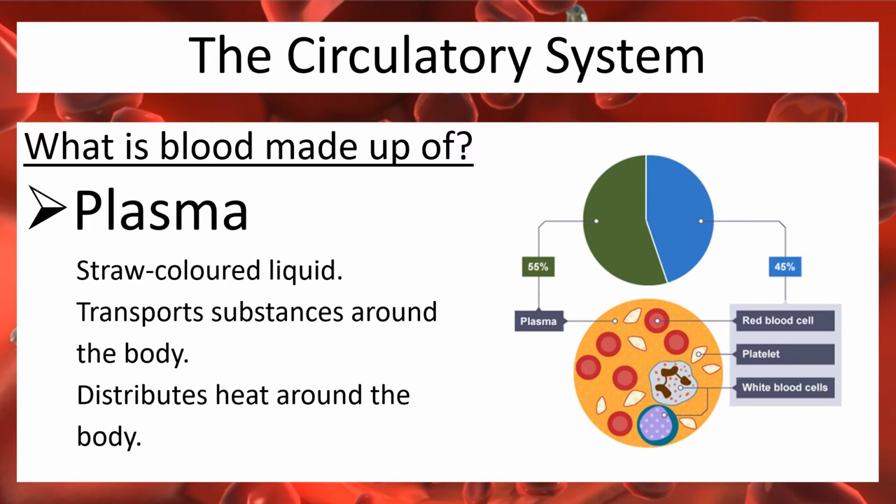So we're going to make a start by looking at the plasma. Now this is a straw-coloured liquid. It's easy to assume that blood is red because of the red blood cells, but actually the liquid that they float around in is straw-coloured. The plasma transports substances around the body, and we're going to have a look at those in a bit more detail in a moment. But it also distributes heat around the body, which is something we quite often forget about. Again, we look at the movement of heat around the body in a little bit more detail in a unit next year.